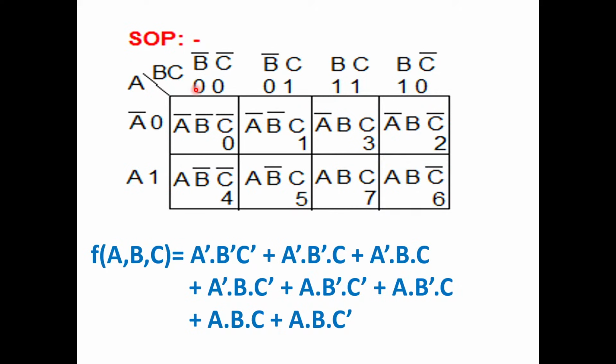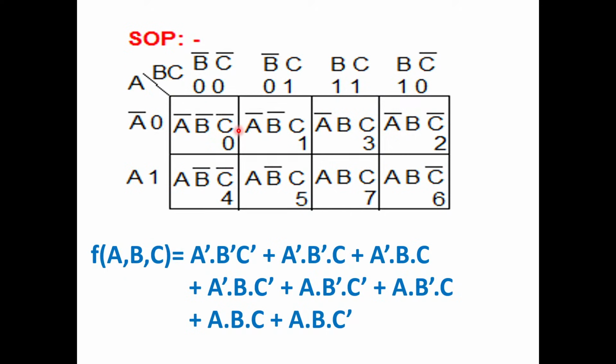0 means B bar, 0 means C bar. 1 means C, 1 means B. 0 means C bar. Here it is 0 and 1: 0 means A bar, 1 means A. So for this box, look at the top: B bar, C bar is on the left side, and A bar is there. So A bar, B bar, C bar. This is the product.